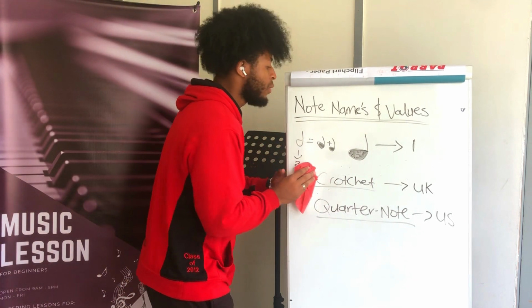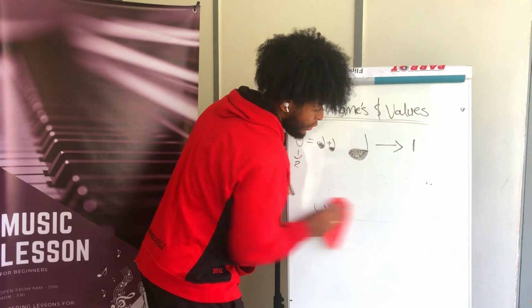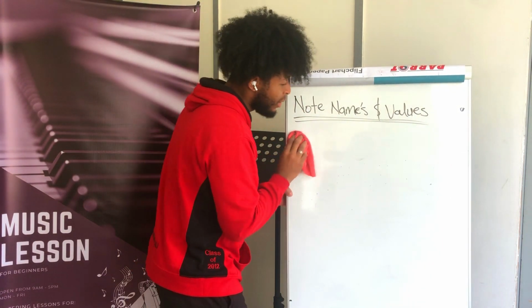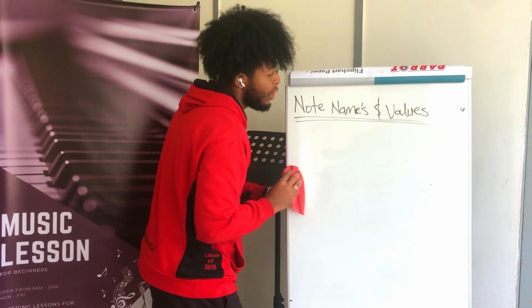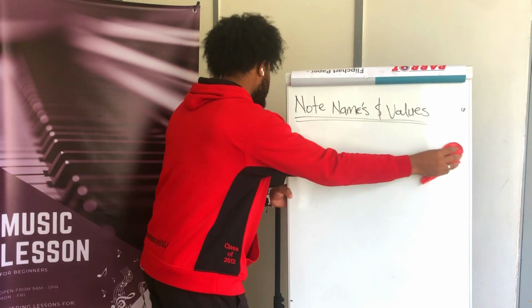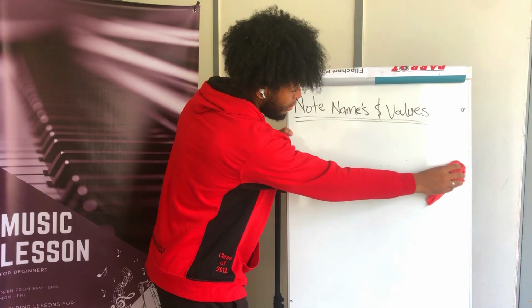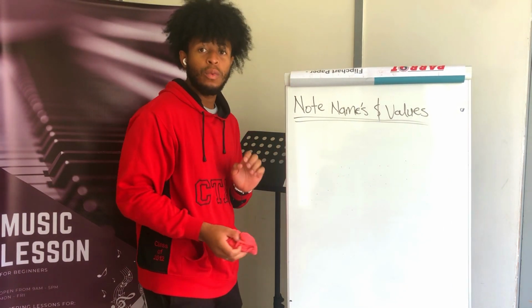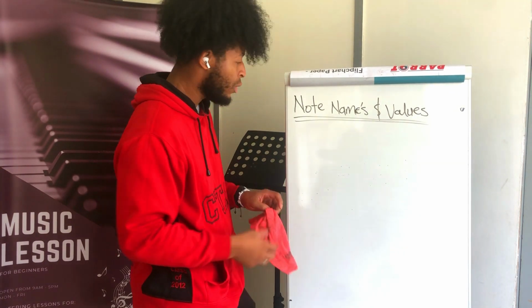Okay. Now we're going to move on to the next one. Just a quick recap. We covered the semibreve, which is also known as the whole tone or whole note. We covered the minim, which is also known as the half note. And now we did the crochet, which is also known as the quarter note.